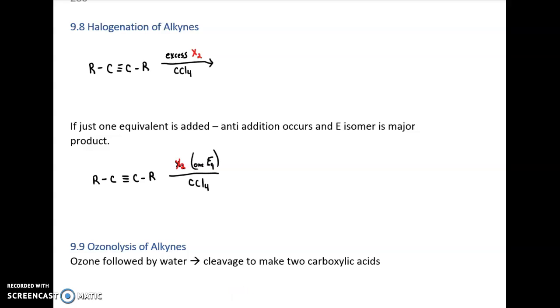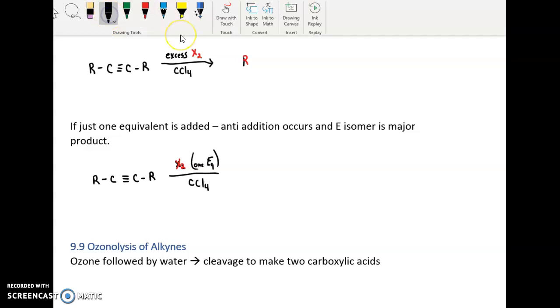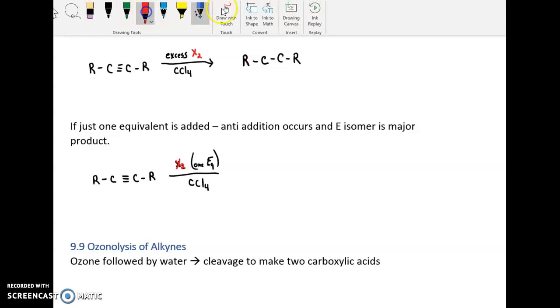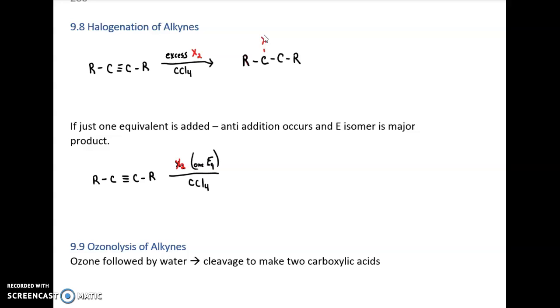So let's look at halogenation of alkynes. If we add an excess of our halogen, we'll get R, C, A, R, and we'll get halogens everywhere. We'll get it added twice at 60 to 70%.